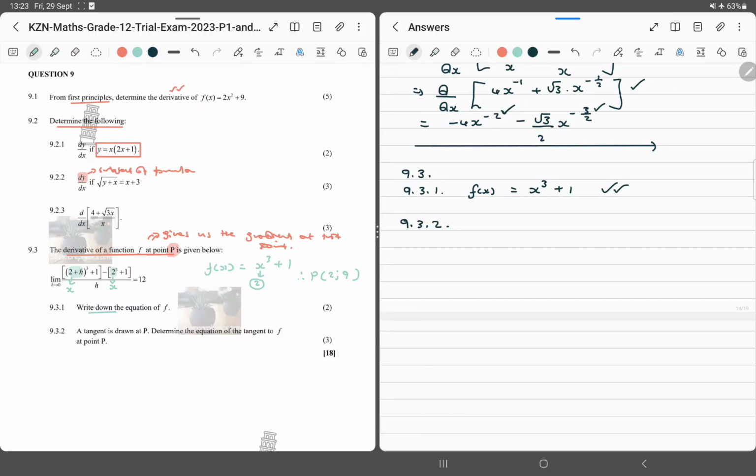9.3.2. By the way, what is this, guys? What is this 1? This is the gradient when we substitute into the derivative. So the gradient is 12, okay?